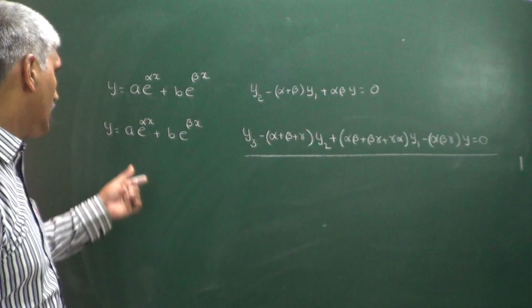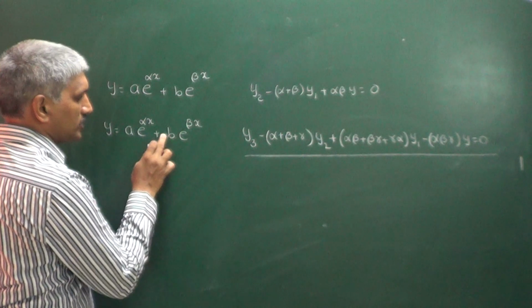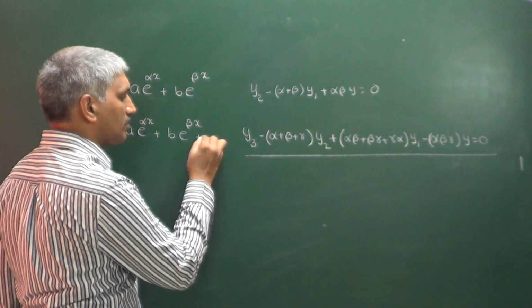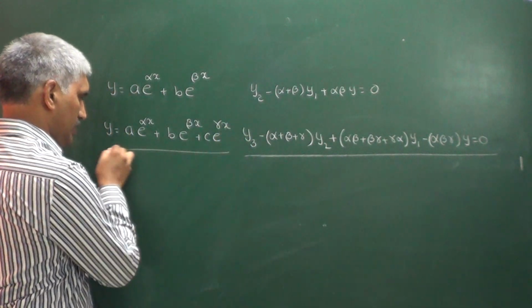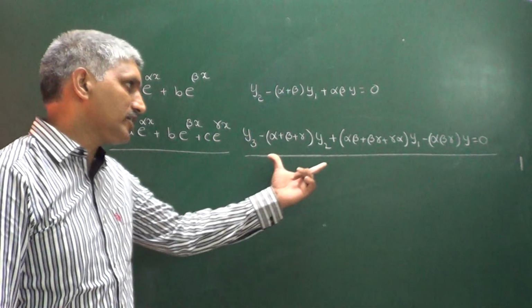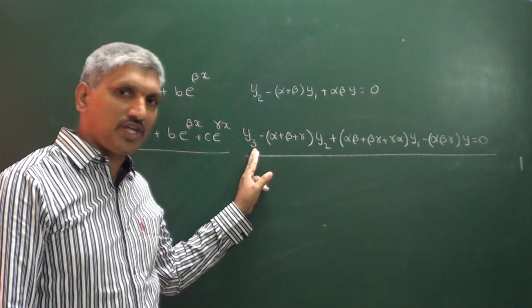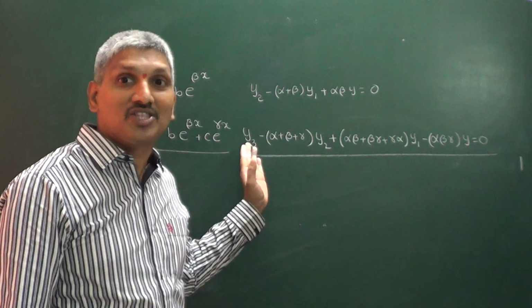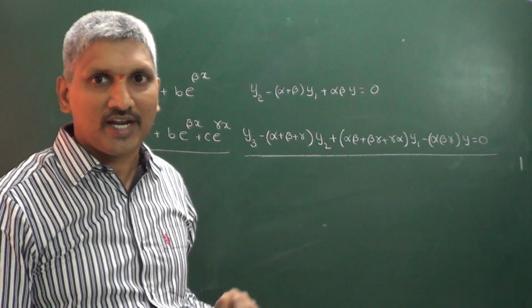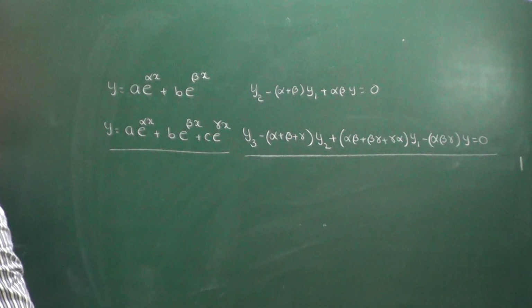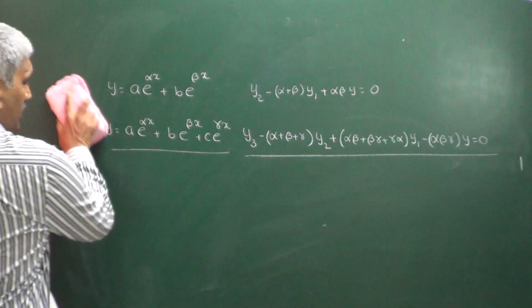So when a into e power alpha x plus b into e power beta x plus c into e power gamma x is there in this form, we can write the differential equation as y3. You know what y3 is? y3 means third time differentiation, d cube y by dx cube. Like that we can do the questions here. Suppose we have another question here.